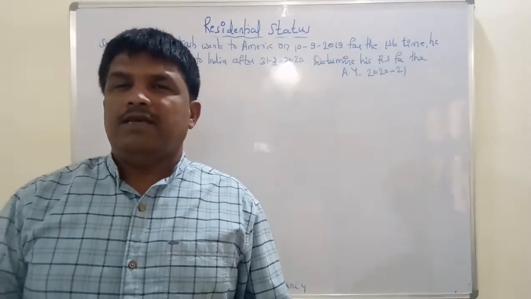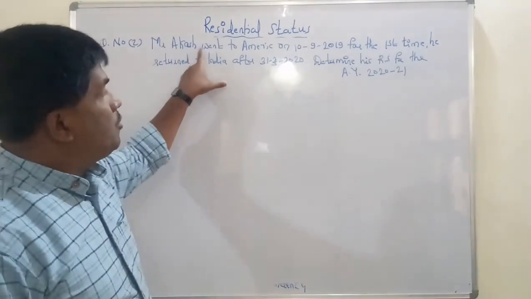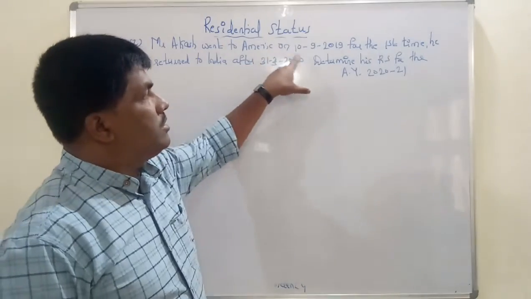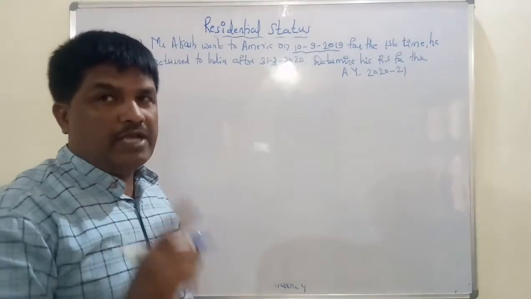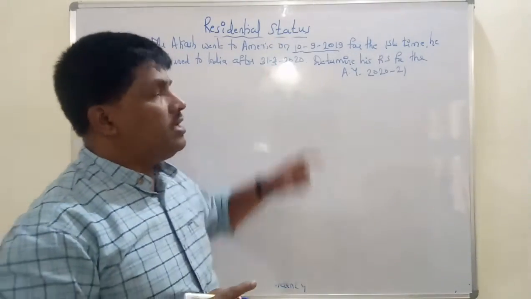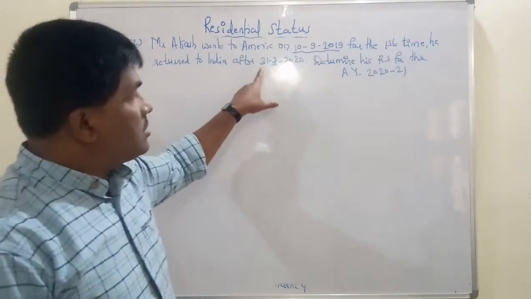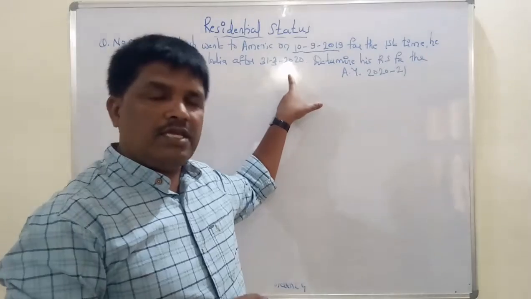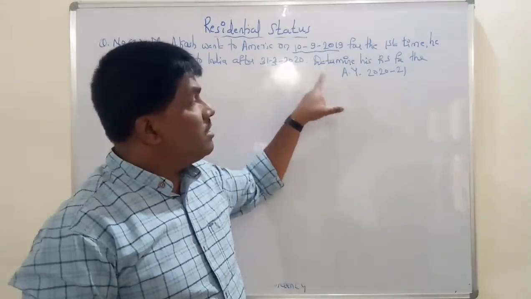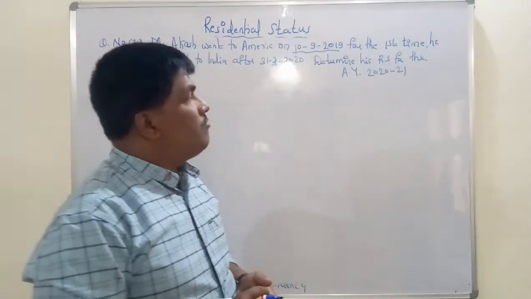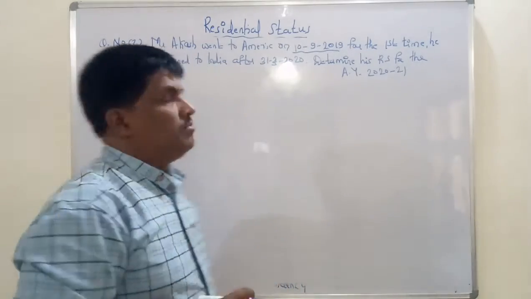Okay, we go through the next question. Second question is that Mr. Akash went to America on 10/9/2019 for the first time. He went to America for the first time on 10/9/2019. So then he returned to India after 31/3/2020. It means he has returned to India but after 31/3/2020. So then determine his residency status for the assessment year 2020-2021.